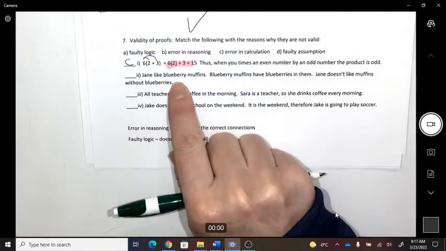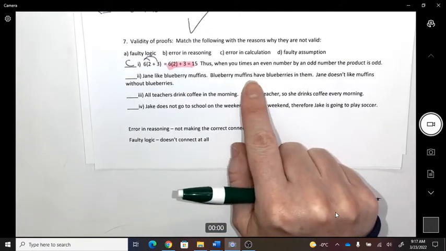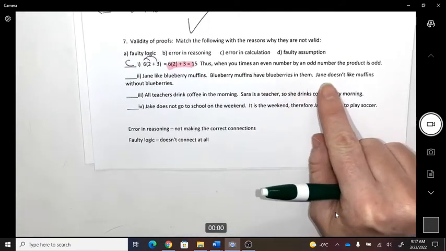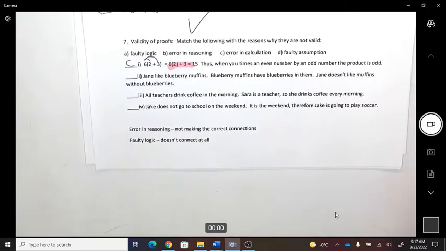Okay, Jane likes blueberries. Blueberry muffins. Blueberry muffins have blueberries in them. Jane doesn't like muffins without blueberries.